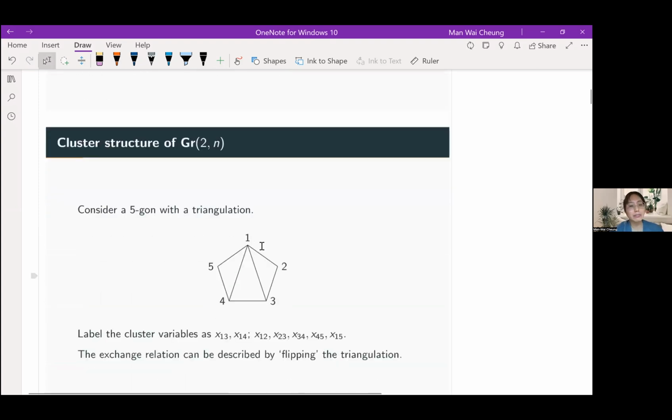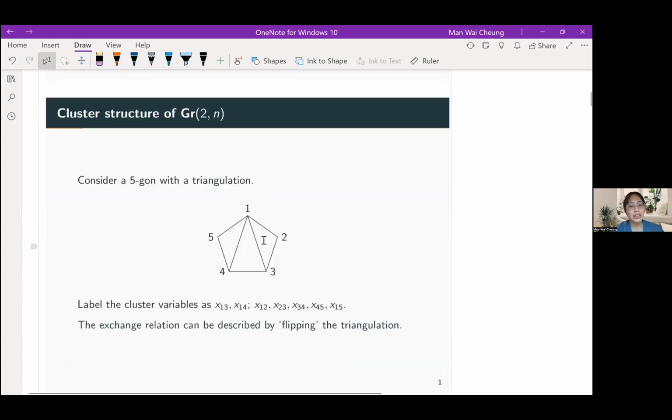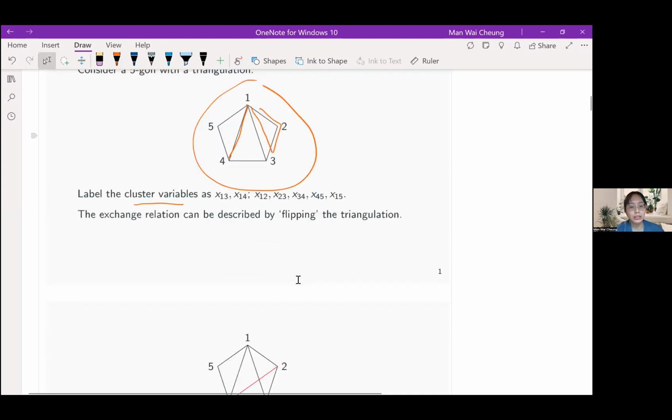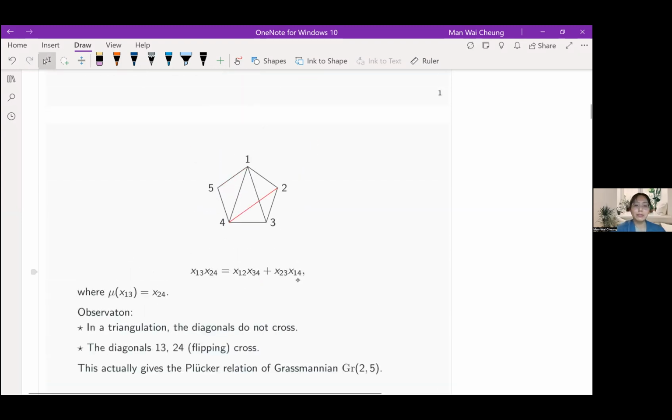cluster structure of Grassmannian 2n, where we consider in general an n+3-gon. Let us take a look at the 5-gon with a triangulation. This gives us a set where the cluster variables are labeled by the edges, and the exchange relation can be described by flipping the triangulation. We flip this edge with this edge.